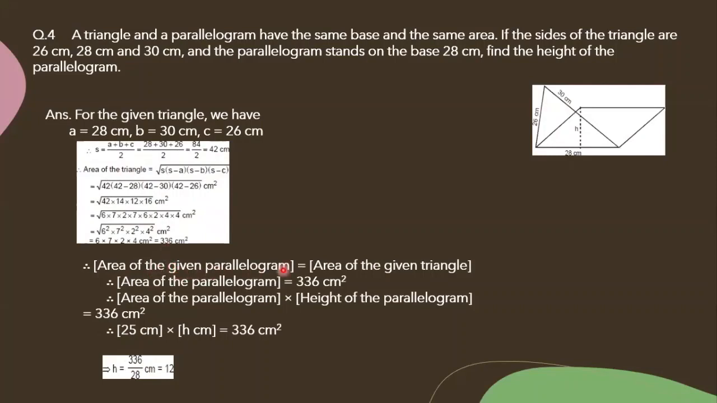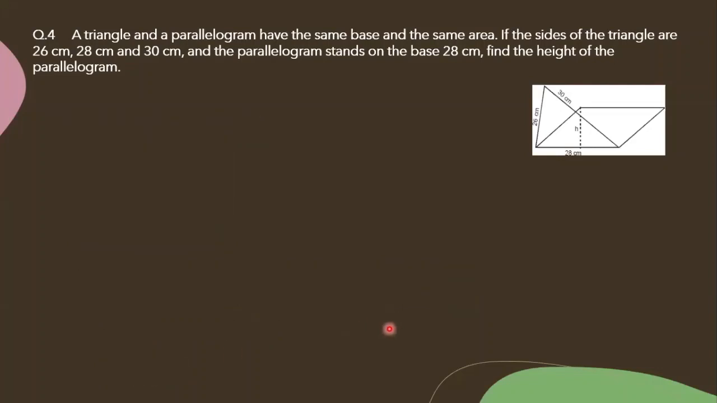They are giving that the area of the parallelogram is the same as the area of the triangle. So the area of the parallelogram is base into height. Here they've given it wrong, 20, not 25. It is 28. Okay, children. So base into height is 28 into H. So H is equal to 336 by 28. Anyone have doubt in the sum?